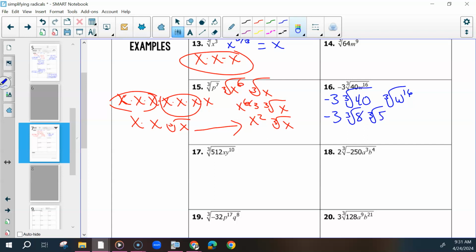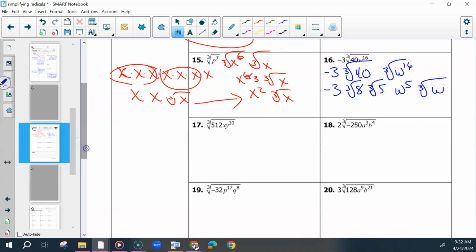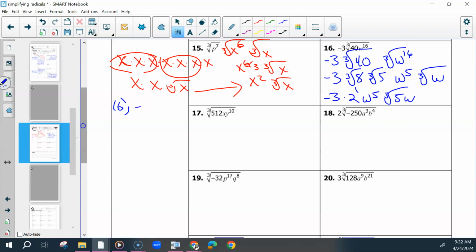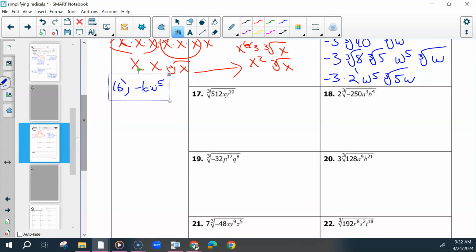3 goes into 16 how many times? 5. With how much left over? 1. So that would be w to the 5th times the cube root of w. The cube root of 8 is 2. We have negative 3 times 2 times w to the 5th times the cube root of 5w. So our final answer would be negative 6 w to the 5th times the cube root of 5w.